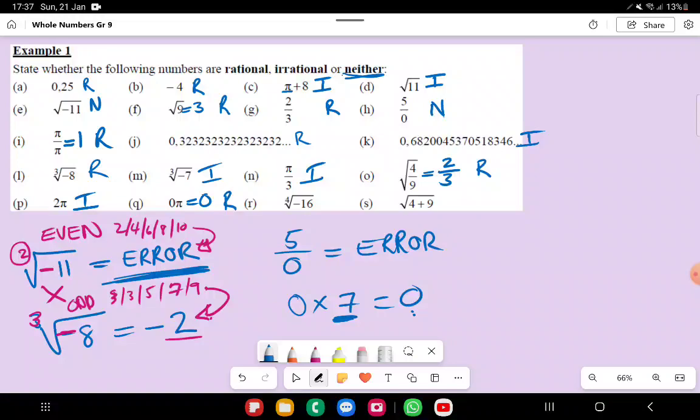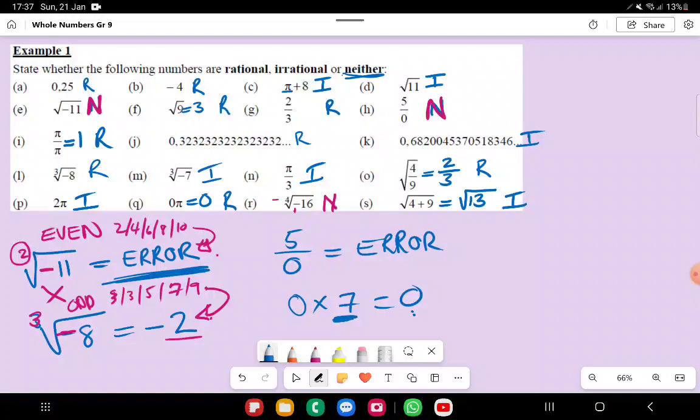The fourth root of negative 16, go back to my definition. Fourth root is even. Even and a negative do not go together. So the fourth root of a negative number is not going to work. You are going to get an error message. This is neither. I'm going to mark my neithers in pink. And our last one is going to be the square root of 4 plus 9. And that is going to give us the square root of 13. Is 13 a perfect square? No, it's not. Therefore, this is an irrational number.